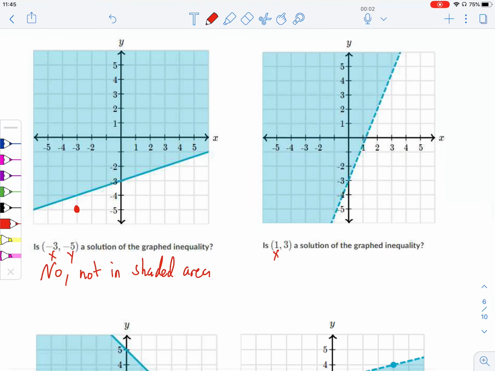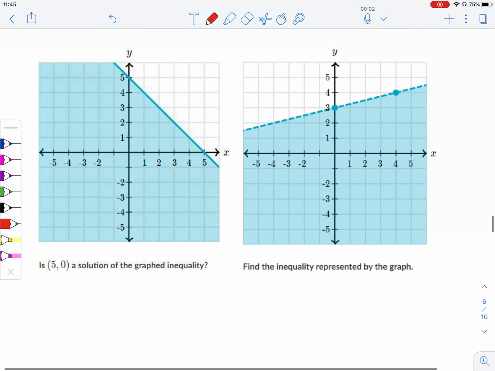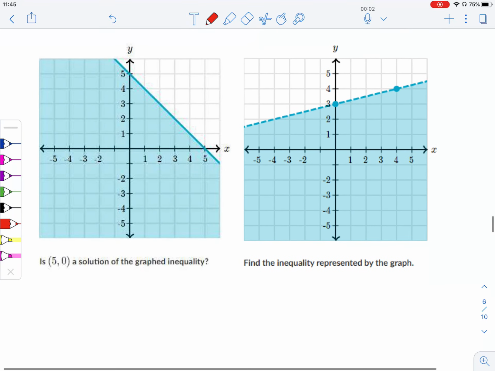Okay, next one. (1, 3), right? So 1 on the x, 3 on the y is right there. So that is within our shaded area. So yes, it is a solution. It is in the shaded area. Okay, simple. If it's in the shaded area, it's a solution. If it's not, it's not a solution.